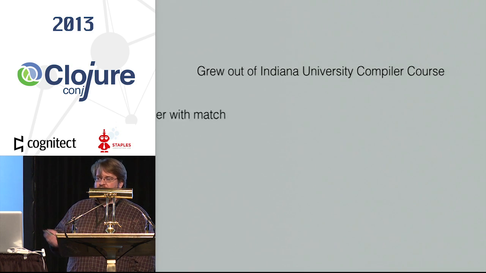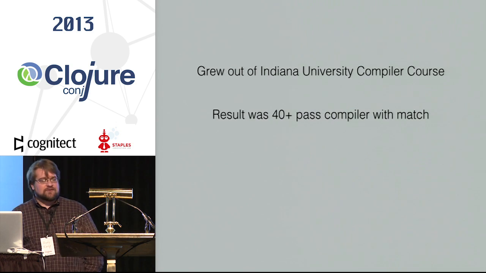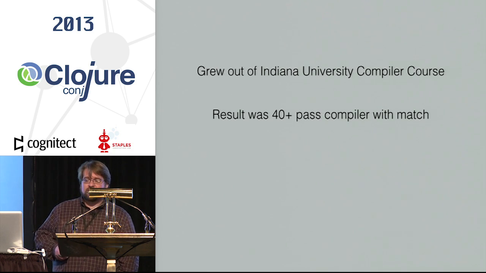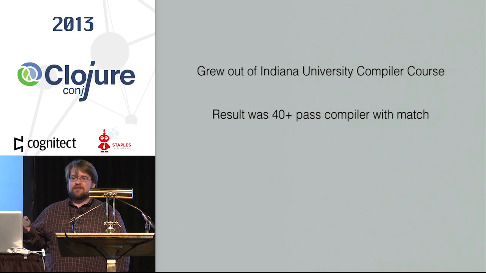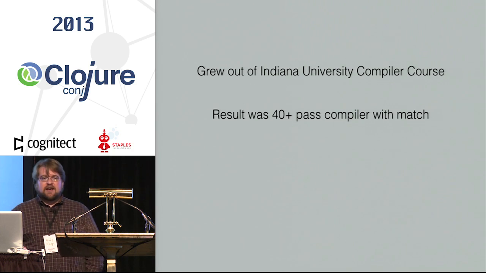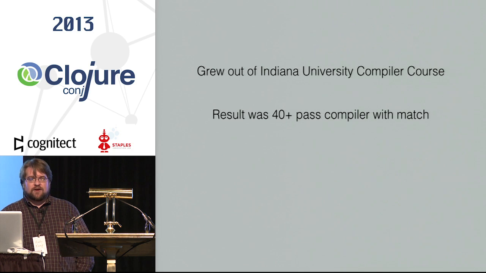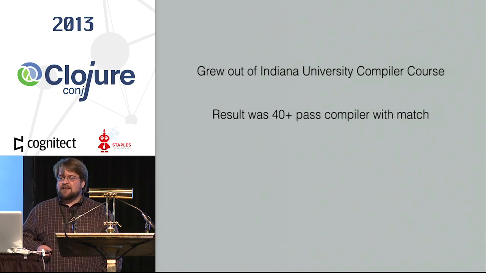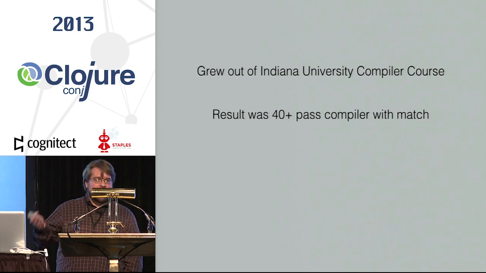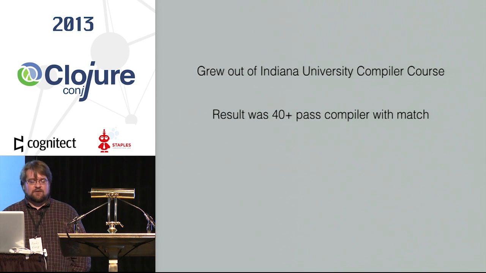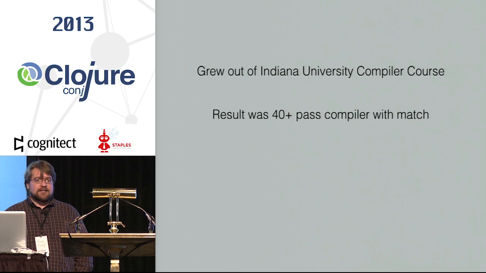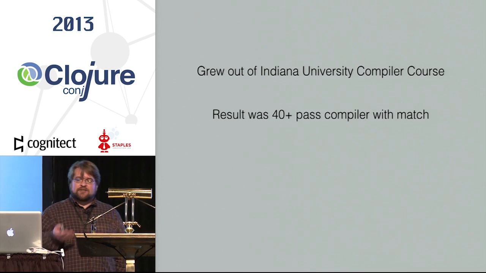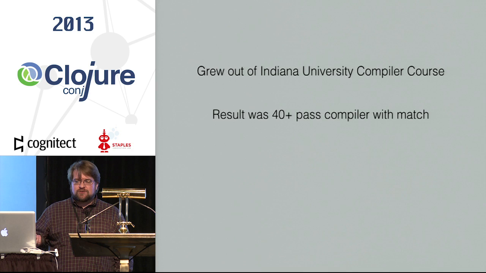And so the result was a compiler that was around 40-some passes that the students wrote over the course of the semester. And it compiled a subset of Scheme down to assembly code and implemented things like a graph coloring register allocator and fun algorithms like that. And the whole thing was written with match, and the representation that we used for the compiler was lists.